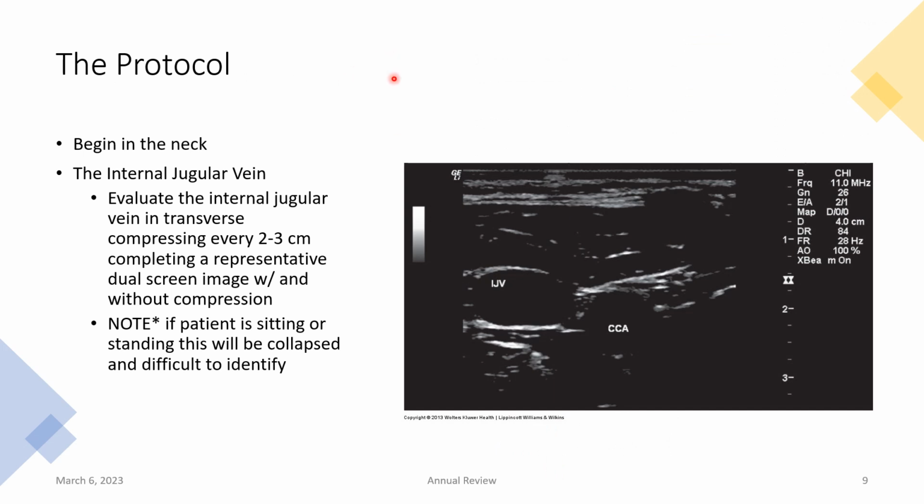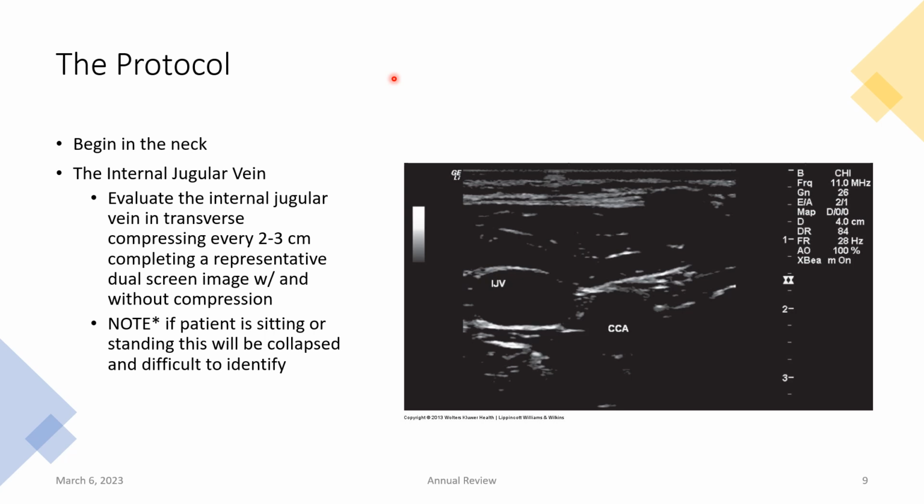Now, when we're going to start our protocol, we usually want to begin in the neck. So the first vein that we're going to look at is the internal jugular vein. Now, the internal jugular vein is going to run just lateral to our common carotid artery, and it's very compressible, as you'll know if you've scanned a lot of carotid arteries.